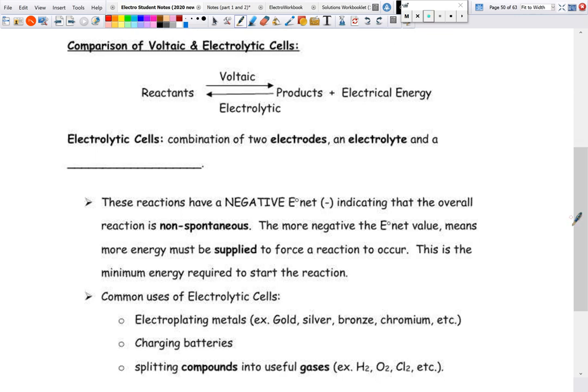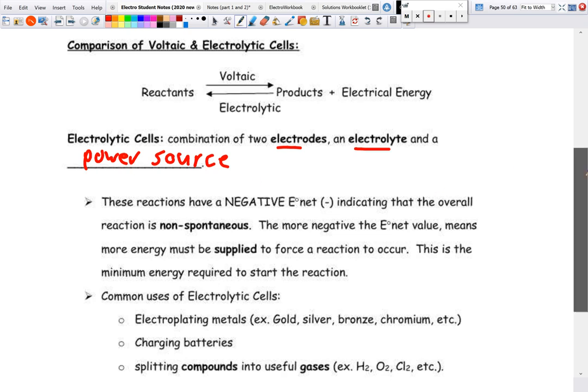Now we still need electrodes, we still need an electrolyte, but the main difference right here, we need a source of the electrons, so we need a power source. And this is one of the main differences. So if you are looking at a diagram of a cell and you notice it has a power source, right away you can tell that it is an electrolytic cell as opposed to a voltaic cell.